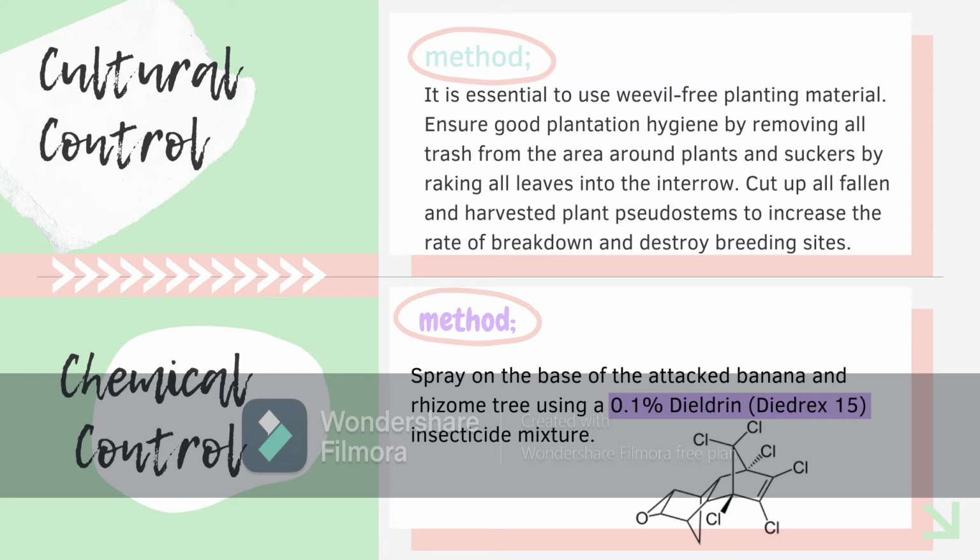Chemical control. Spray on the base of the attacked banana and ratoon tree using a 0.1% dieldrin or Dieldrex 15 insecticide mixture, or we may use carbofuran.